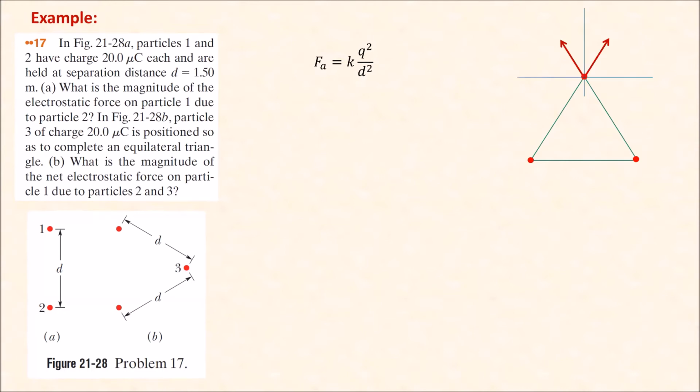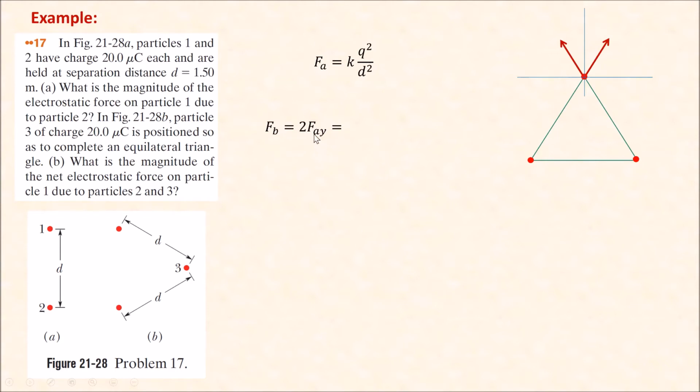But you see that if you put a coordinate system here, the x components, the horizontal components, cancel each other. The vertical components add up, and because of symmetry, they're both the same. So the net force will be twice the y component. So F in part B becomes twice the Fa y component. The two y components of each one becomes the total force.